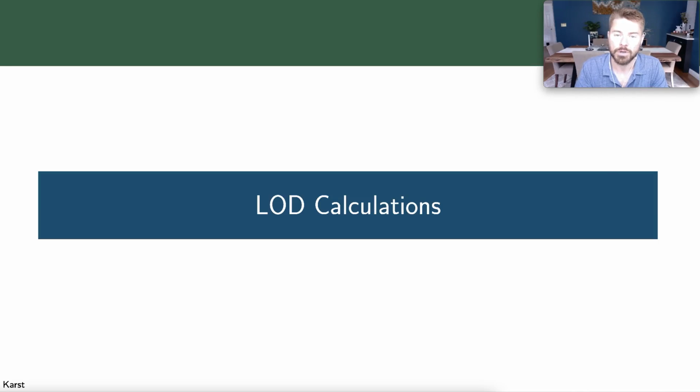Oftentimes in Tableau, a level of detail and aggregation can work together in really counterintuitive ways when we're performing more complicated calculations. And it's one of the more difficult parts of Tableau, to be perfectly honest, this notion of level of detail calculations. So we're going to be dealing with this in a lot more detail in a future week. But for now, I at least wanted to show that this can be an issue if we're not very, very careful.